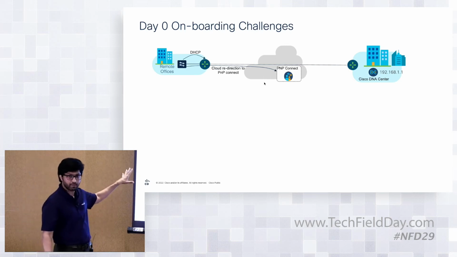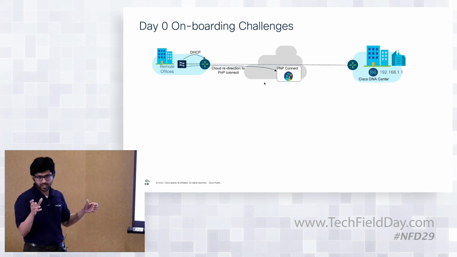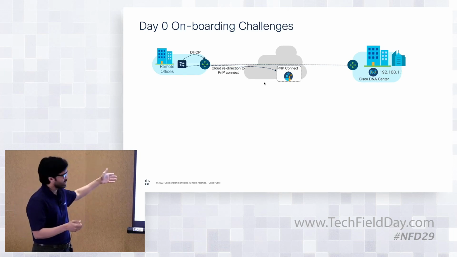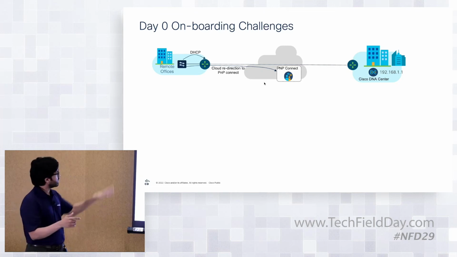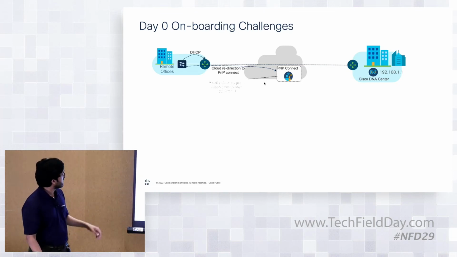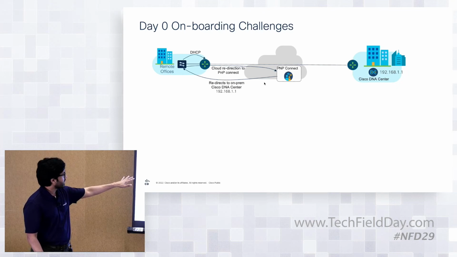So typically today, you already have a router in the branch. You bring up a new Catalyst 9K switch, DHCP comes in, and PNP Connect provides the redirect to the DNA Center, which is our PNP server. Then the connectivity is established, and you have that switch onboarded to the DNA Center.